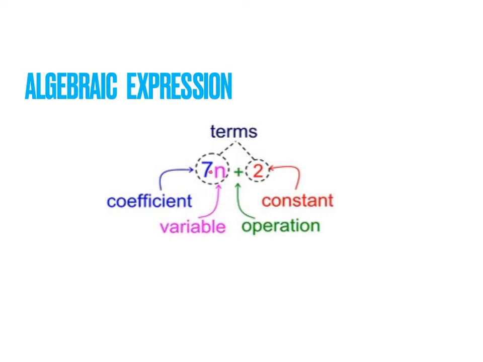Our variable can be an n, it could be an x, it can be a y, it's going to be something that changes in our equation. Our operation could be a plus sign, a minus, multiplication, division, or an exponent, and then our constant is just going to be a number that doesn't have a variable attached to it. So this is kind of just basic vocab.